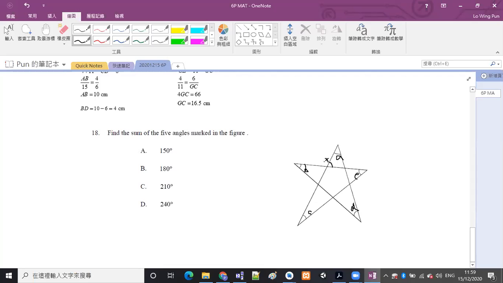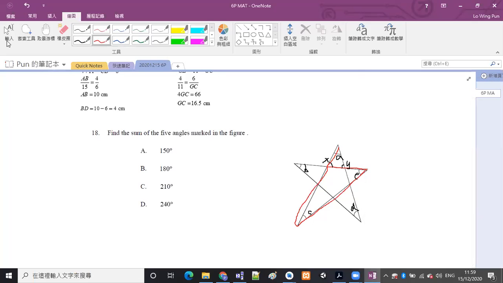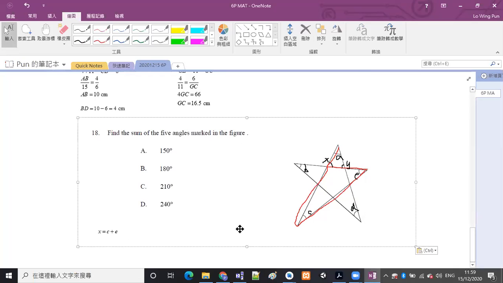me call them X and Y. Okay, so this one is X, this one is Y. And then, can you see this? X is actually an exterior angle of this triangle, the red triangle. Okay, so angle X is an exterior angle. So X is equal to C plus E, exterior angle of triangle. Okay, and then how about Y? Y is actually the exterior angle.